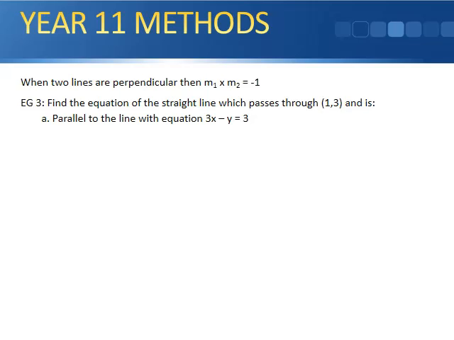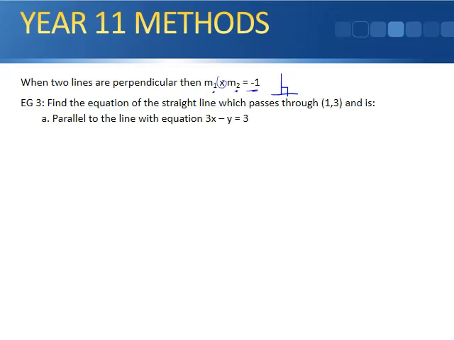When 2 lines are perpendicular, and we symbolise perpendicular with this sort of right angle, that's what perpendicular means, then the gradient of the first line and the gradient of the second line, when you times them together, you actually get negative 1. That's a rule, you need to remember that one.